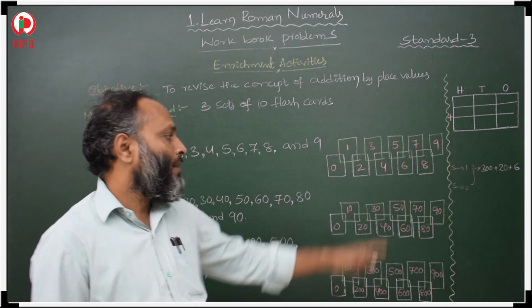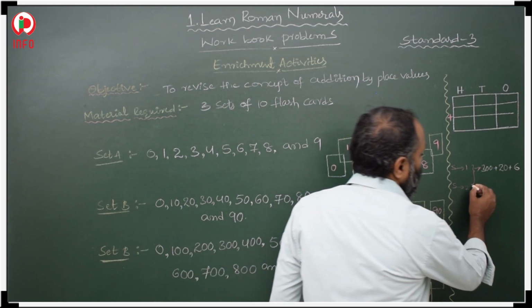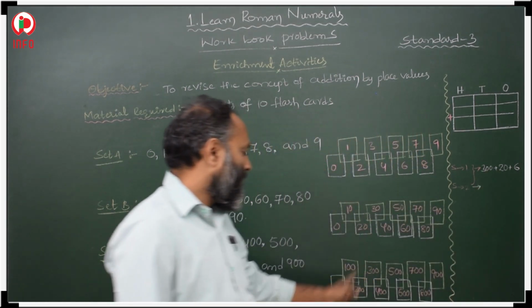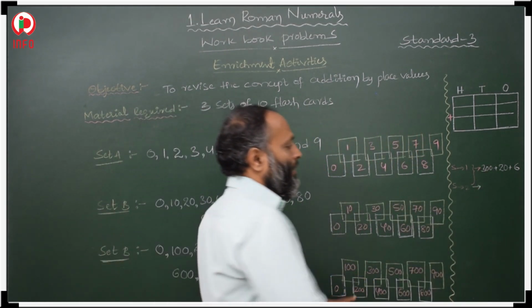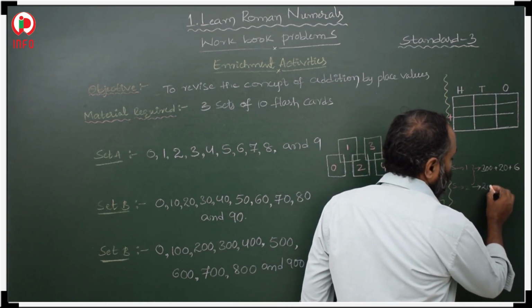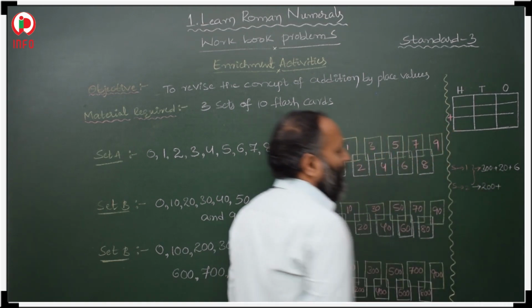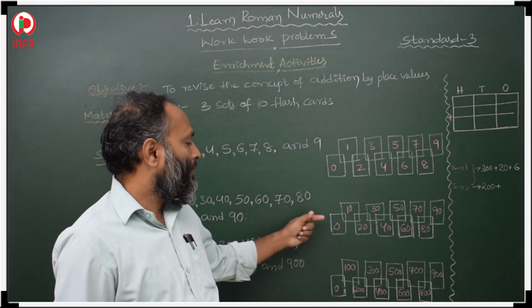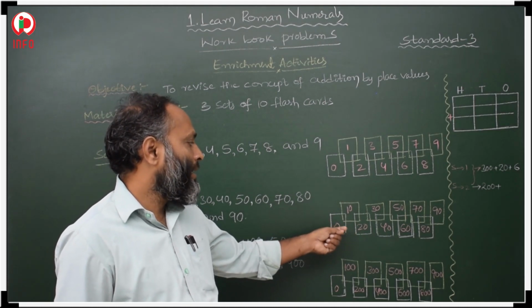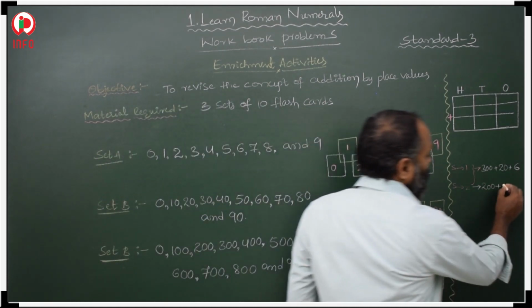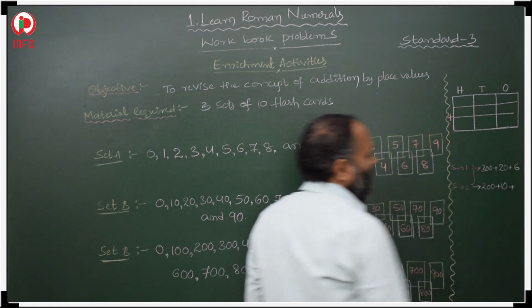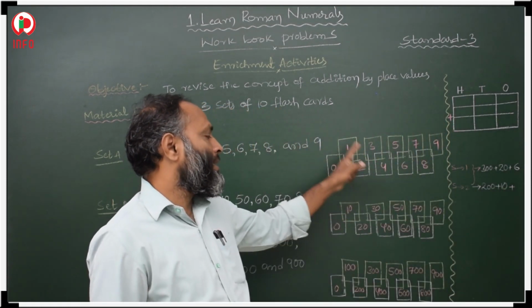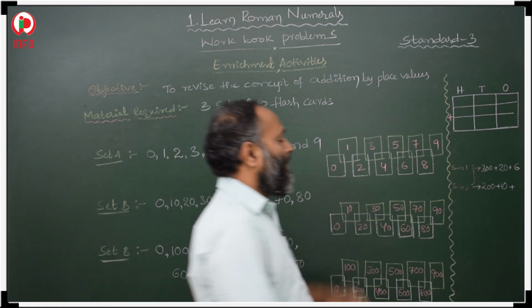In the same way, student 2, the second student, suppose he selected one card from this set, that is 200. Write 200 here. Again, from set B, if he selects 10, then write 10 here and plus. From the set of ones cards, if he selected 1, then you take 1 here.